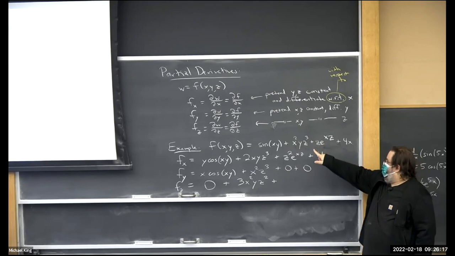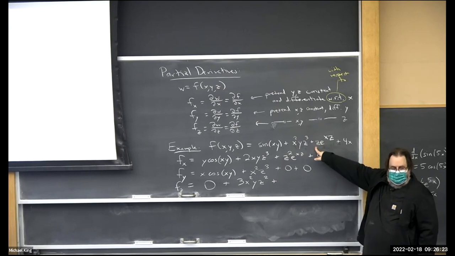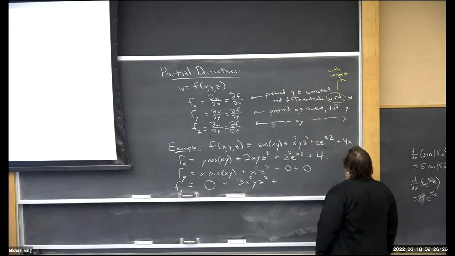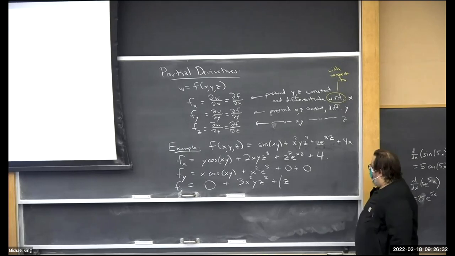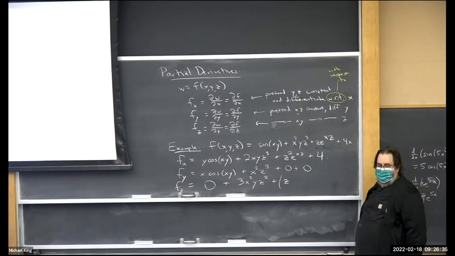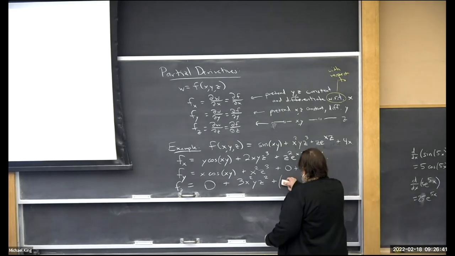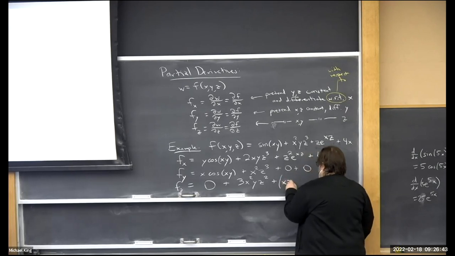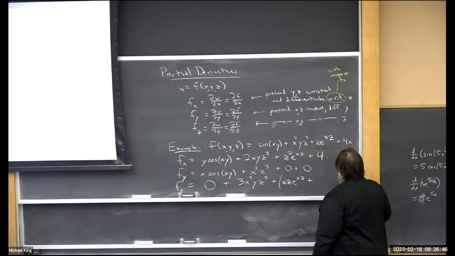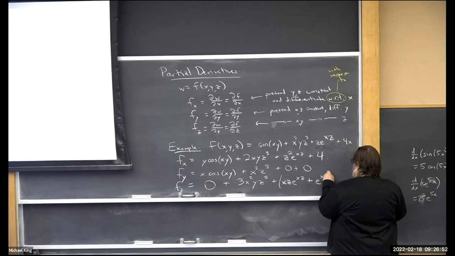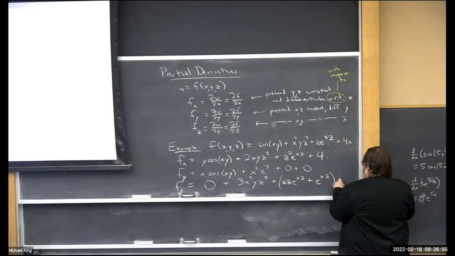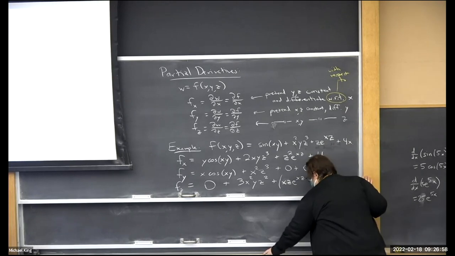How do we do product rule? First times derivative of the second plus second times derivative of the first. So what do you get when you do first times the derivative of the second? Z times the z derivative of e to the xz. What's that? x e to the xz. So we could write this as xz e to the xz plus second times derivative of the first, and the derivative of z is just 1. So we get plus e to the xz plus 0. So that's the product rule.